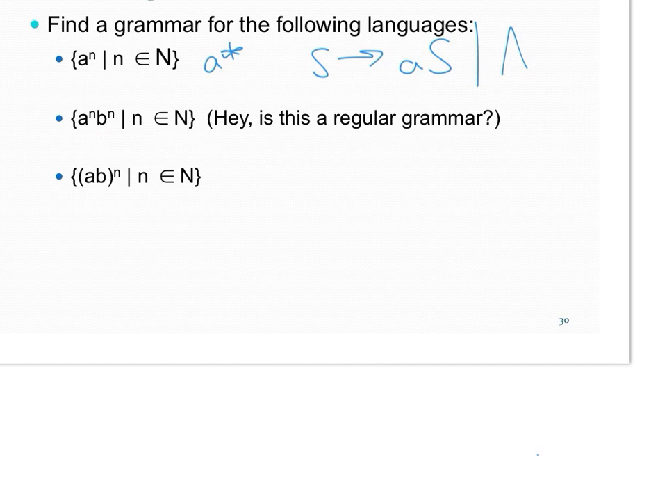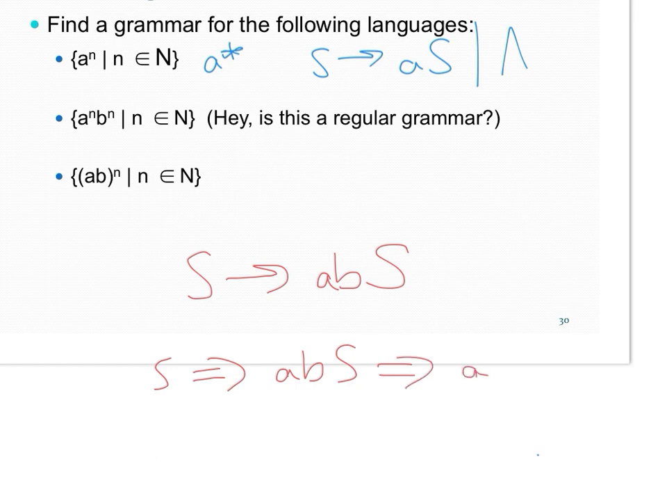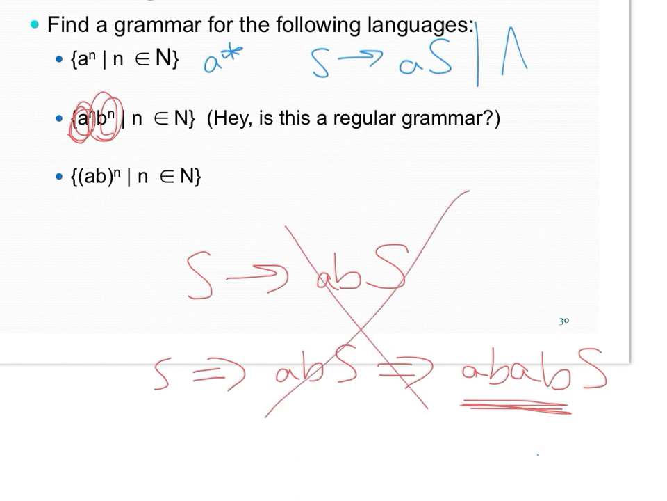And what we can't do is something like this. We can't say S goes to abS as a production rule, because then we could get something like S goes to abS, goes to ababS, which would mix up the order of our a's and b's, right? And here all the a's come first, then all the b's. A to the n, b to the n. So that's no good, so we can't do that. Let's get rid of that and try again.